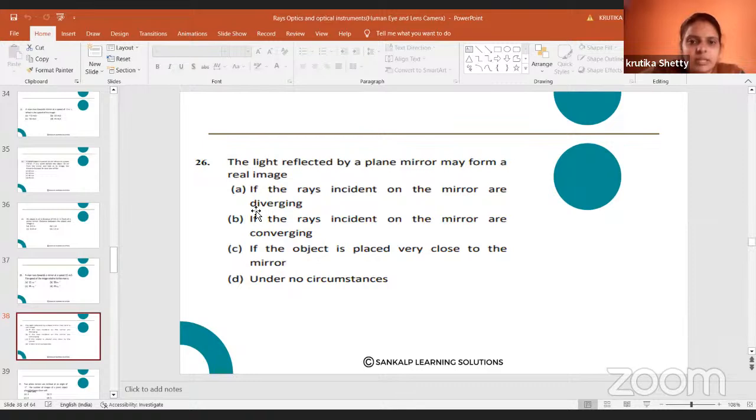Yes. Okay. So next question, let us see. Look at this. The light reflected by a plane mirror may form a real image.